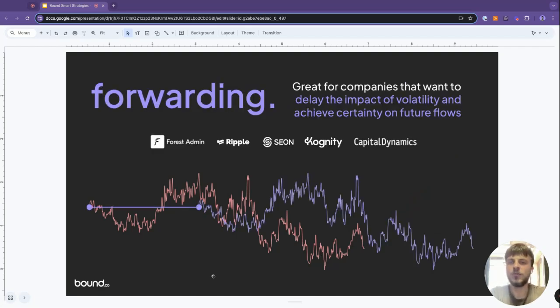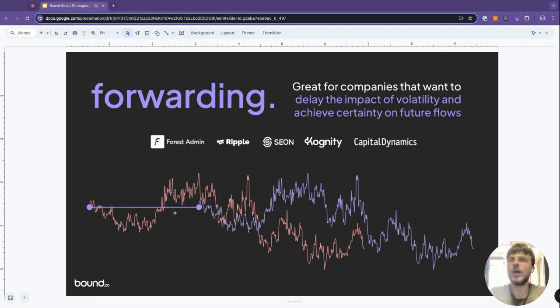So the first one here is forwarding. What does this allow you to do? You can essentially lock the exchange rate to protect a specific level, like a budget rate, for example. So we could lock the rate in here for settlement here. The pros of this one is that you replace an unknown rate with a known one now. And you have protection, obviously, from the rate getting worse from the current moment in time.